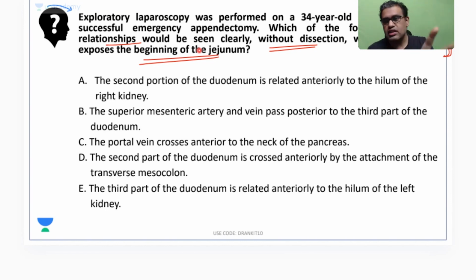Second portion of duodenum is related anteriorly to the superior mesenteric artery and vein. Portal vein crosses this. Second part of duodenum is crossed anteriorly by the transverse mesocolon. Five options, A, B, C, D. I'll give you 30 seconds for this question. Think and answer. Very good. Last 10 seconds.